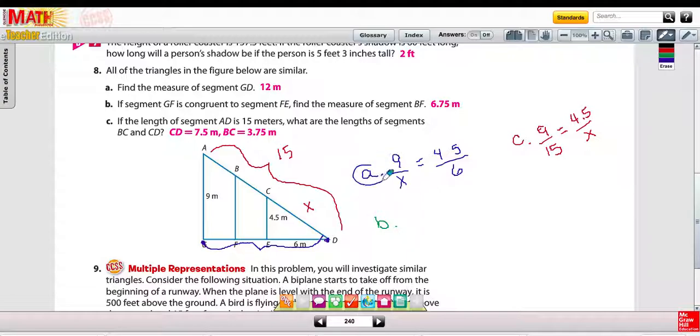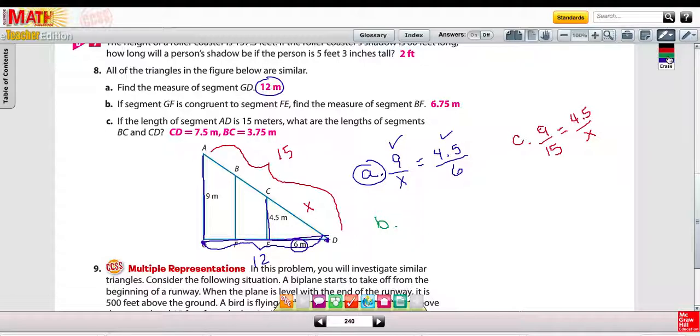And so we can do that by starting with something that we do know. We know this triangle's height is 9, but we don't know this length right here, x, so that's where my x is. We do know that this is 4.5, and we do know that this triangle is 6. So when we cross multiply and divide there, we find out that GD is 12. So this whole thing right here is 12, and we know that this is already 6.